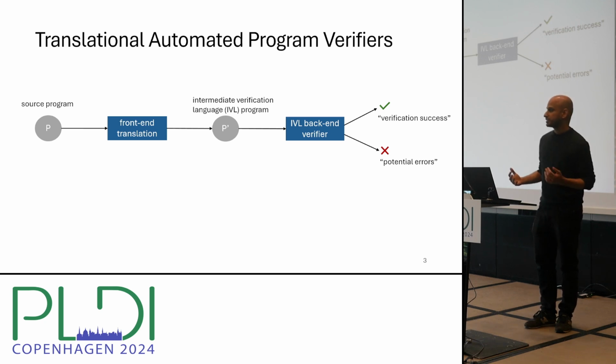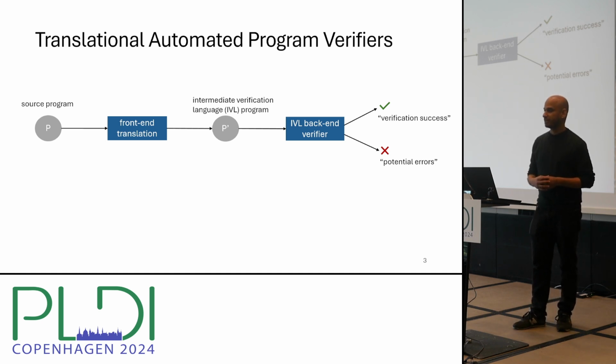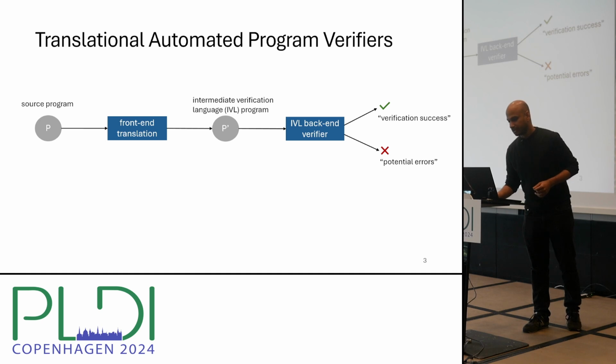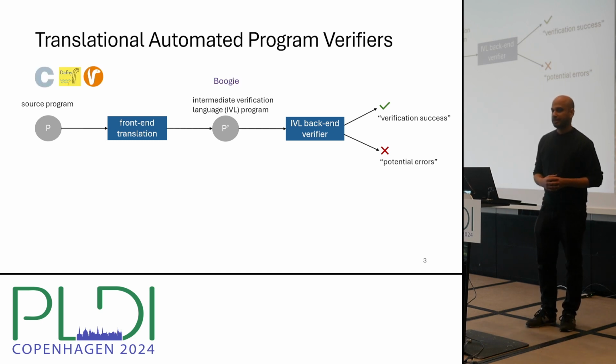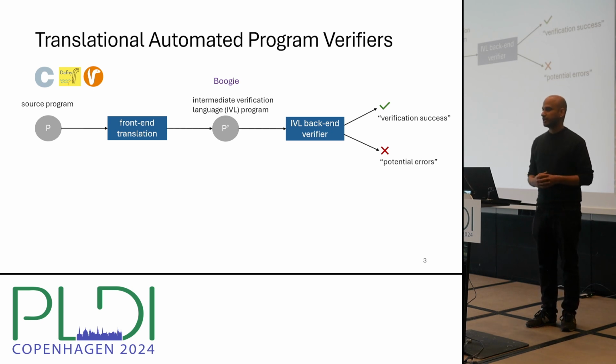The advantage of this setup is that program verifiers for different source languages can reuse the same highly optimized IVL backend verifier by targeting the same IVL. An example of a widely used IVL is Boogie, and there exist various front-end translations from different source languages into Boogie. 3 examples of such source languages include C, Dafny, and Viper.